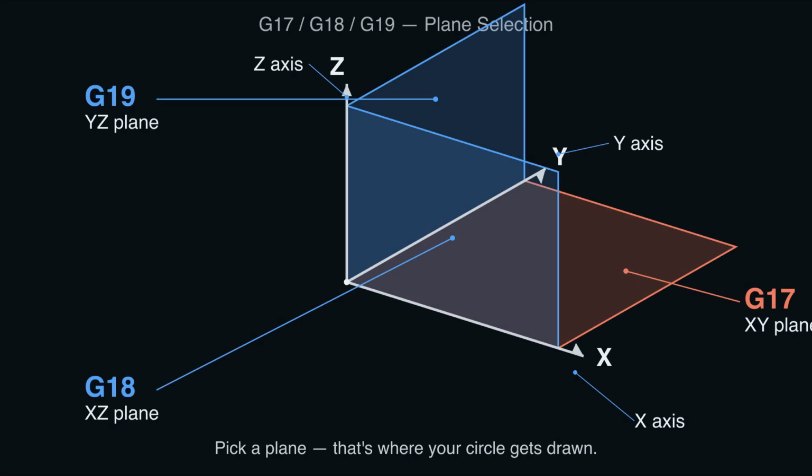G17 is the XY plane. G18 is XZ. G19 is YZ. Pick one. That's the flat your circle gets drawn on.